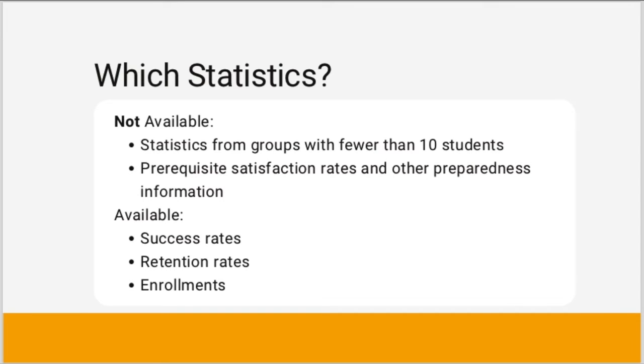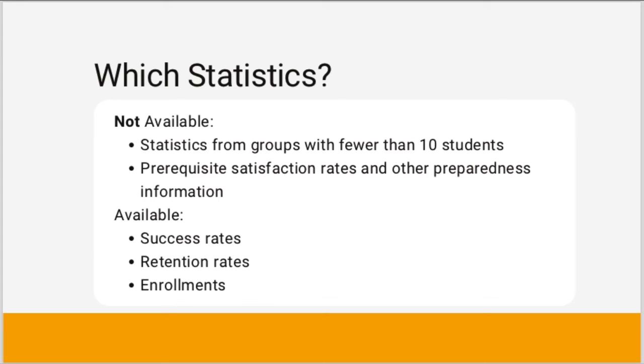So which statistics are we looking at? First, I want to emphasize what we can't do. We don't have any statistics from groups with fewer than 10 students. The reason for this, well, there's actually two reasons. One is that it's a privacy concern. The other concern is that the smaller the group is, the larger the margin of error. And so when it gets too small, you end up with data that's pretty much totally unusable.